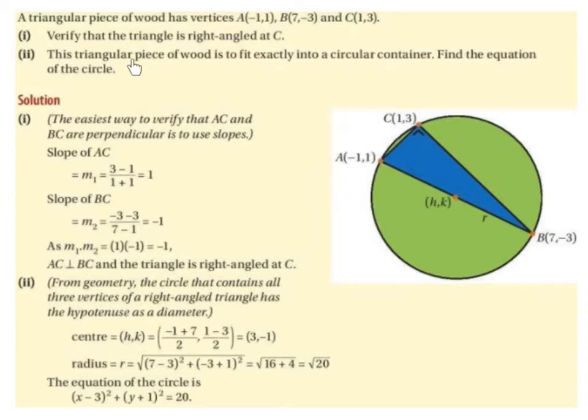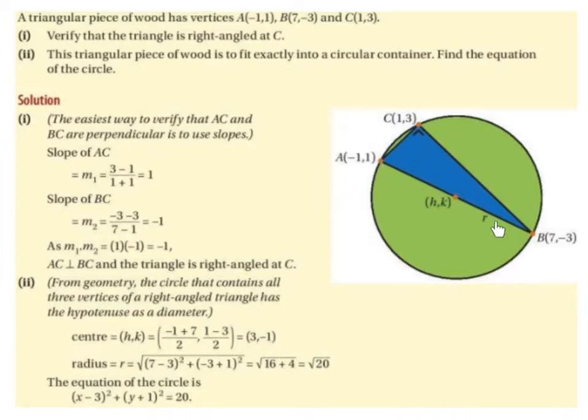Part 2. This triangular piece of wood is to fit exactly into a circular container. Find the equation of the circle. So here we have a circle, and we have the diameter AB and the point C, which is a right angle. And because this triangle fits perfectly into the circle, and because we know that this is a right angle, we found that in part 1, we know that this therefore must be the diameter.